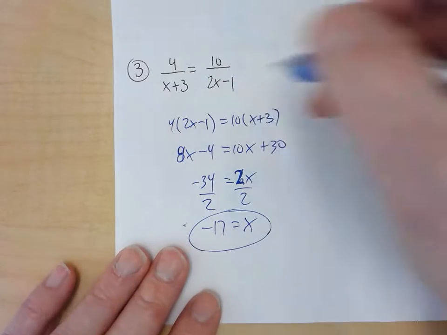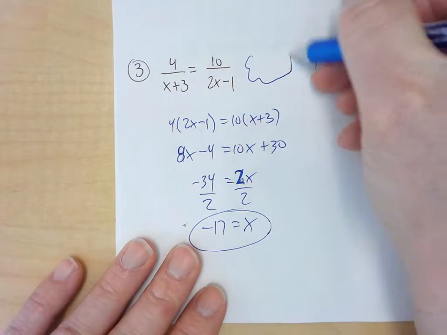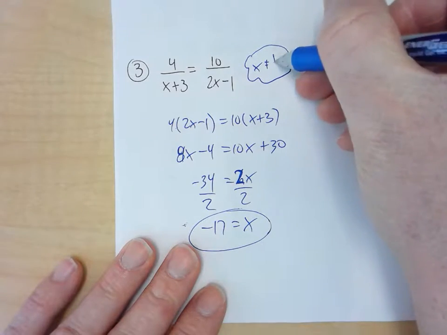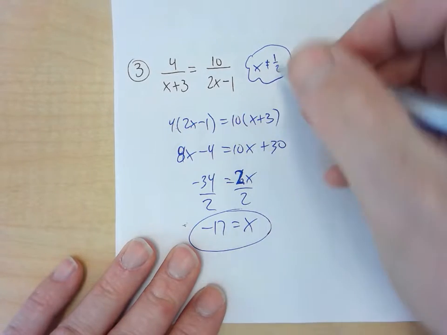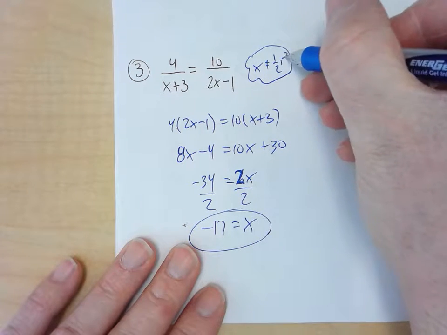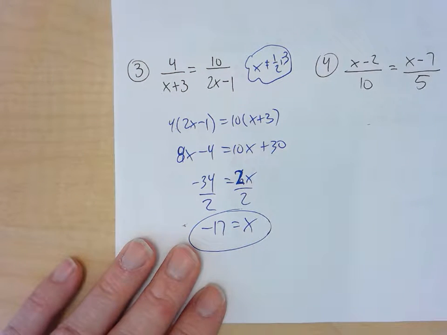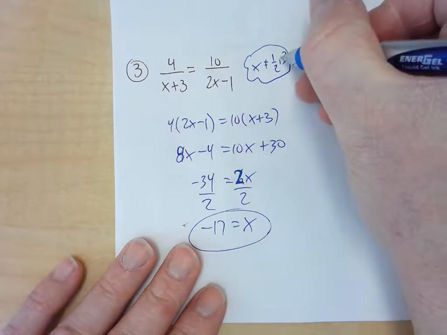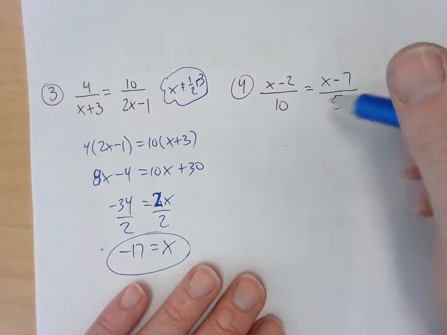Oh, I forgot to make the puffy cloud. So the puffy cloud says that x cannot be 1/2, because if you put a half there, you get 0. And then negative 3 plus 3, so it cannot be negative 3 as well. So negative 3 and 1/2 are out, but my solution is negative 17, so I'm good.